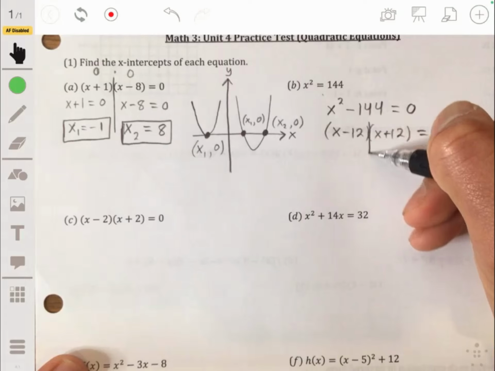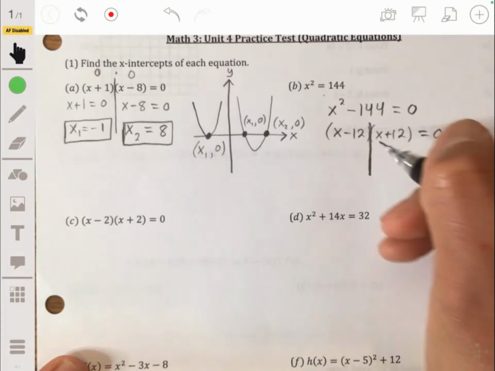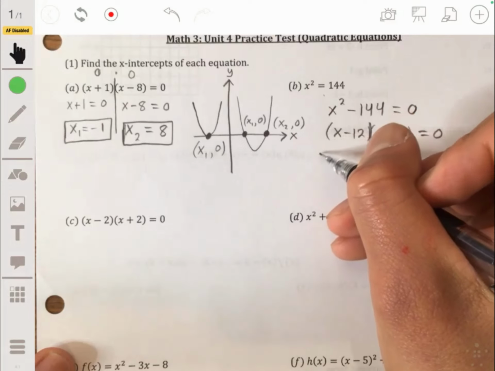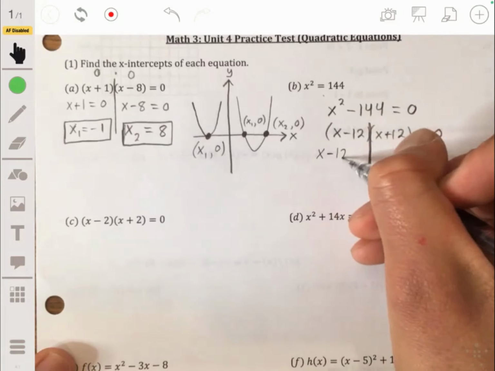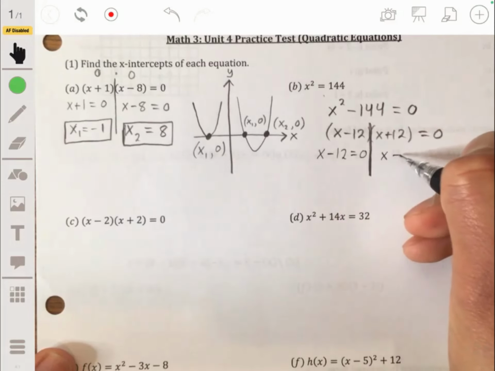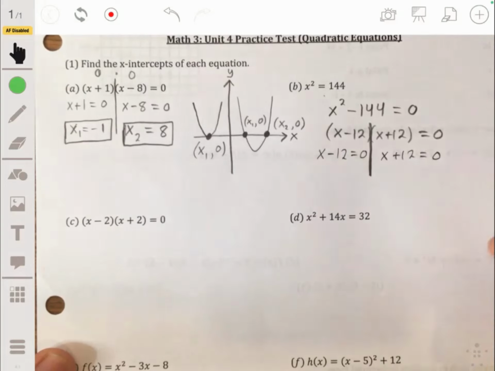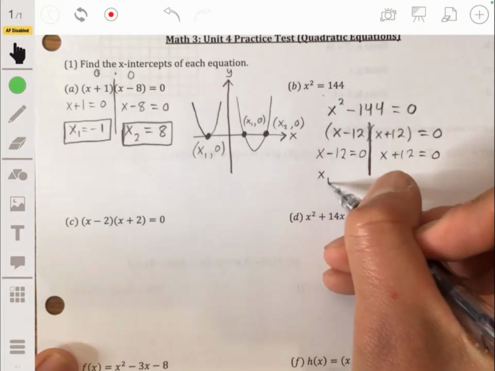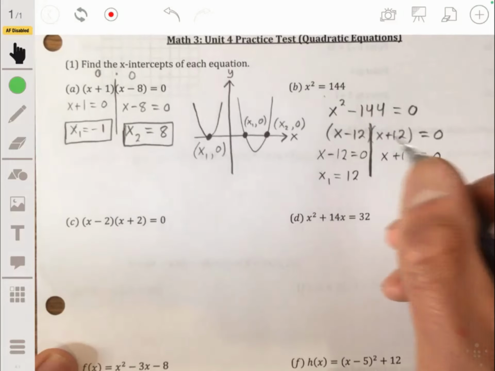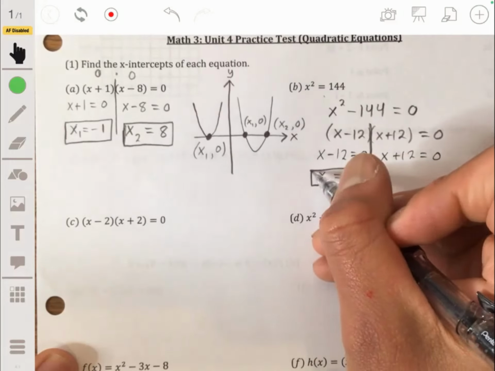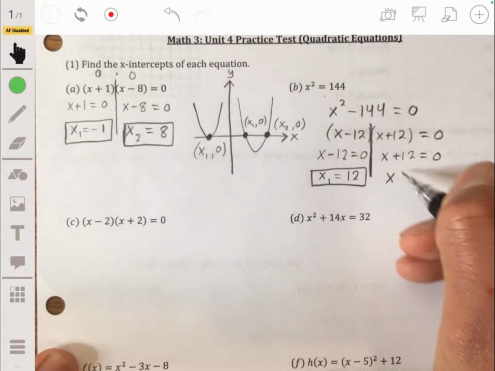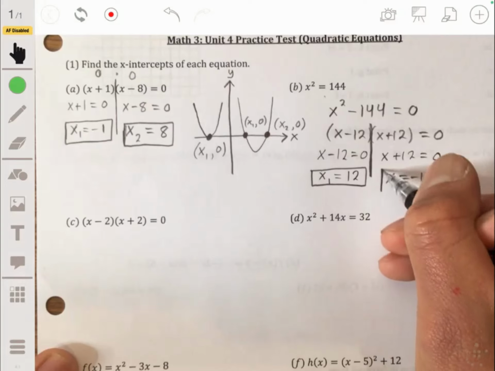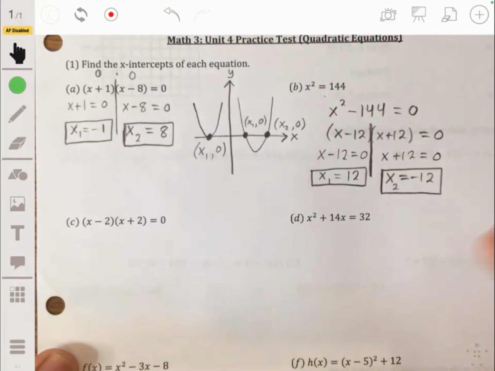And again, you have the product of these two factors, and we can just set each of these equal to 0, and then just solve for x. So here, we're just going to add 12. We'll get one x-intercept equal to 12. And the other one, you subtract 12, you get our other x-intercept equal to -12.